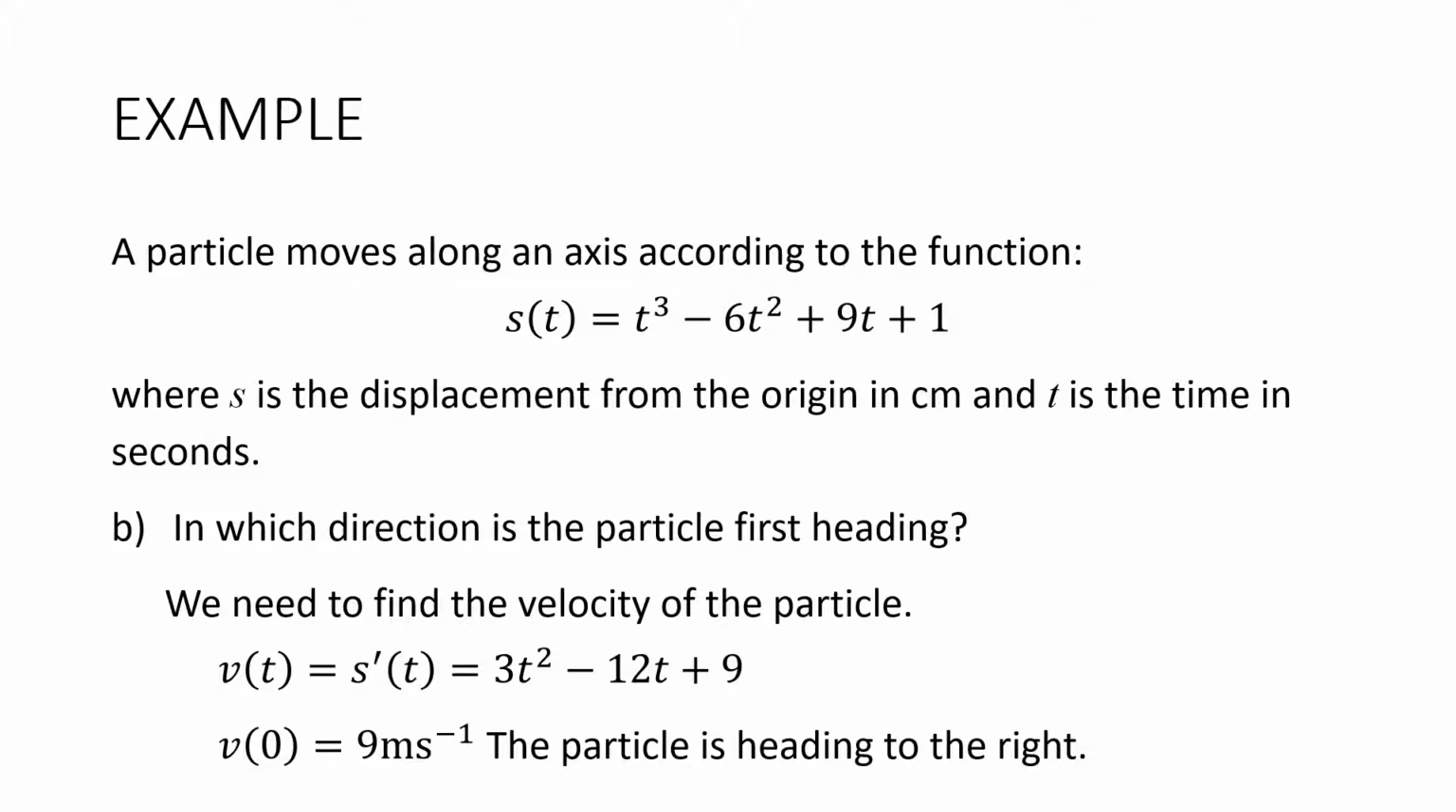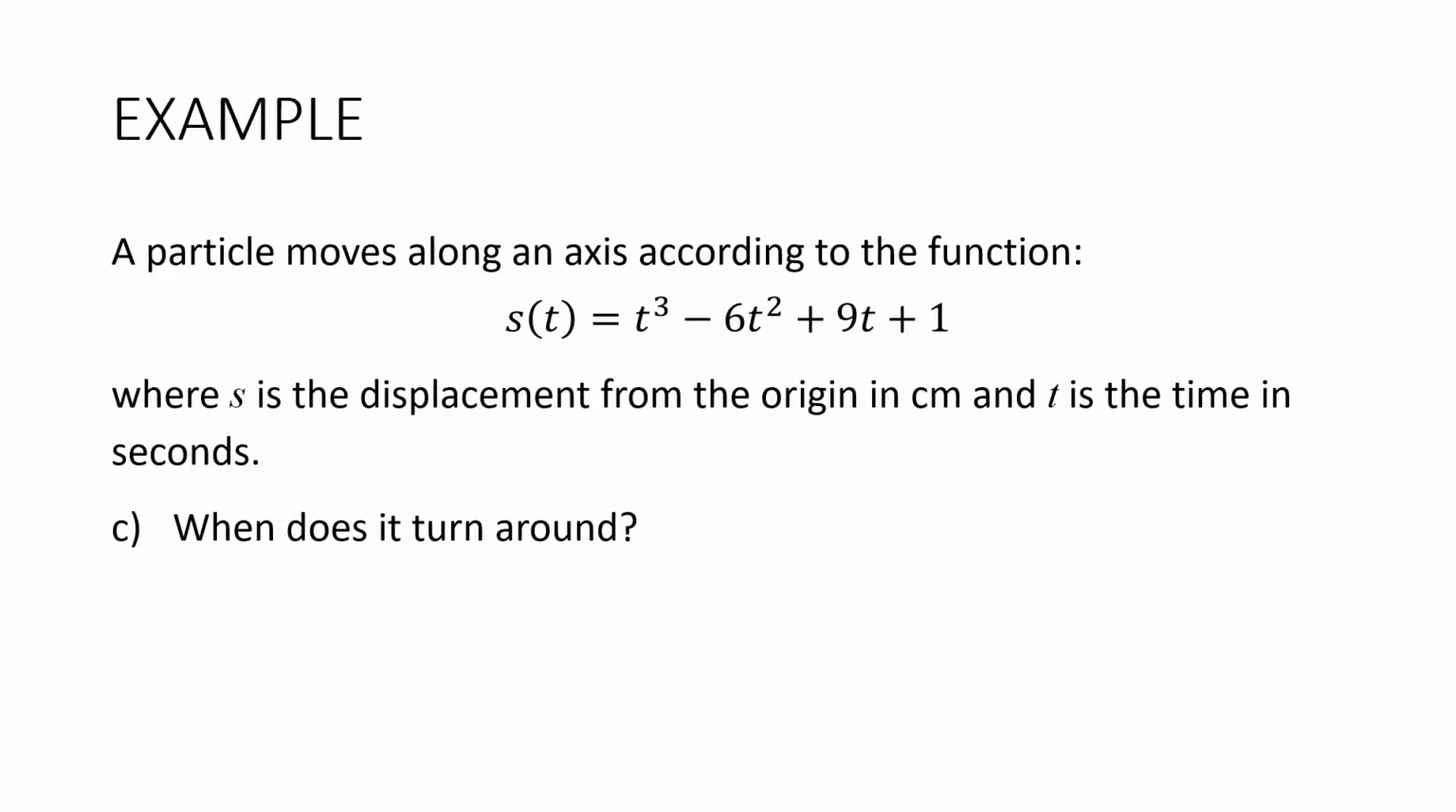C. When does it turn around? Now I didn't mention this before, but when the velocity is equal to 0, we have a turning point. It makes sense, doesn't it? Because it's the first derivative, velocity.